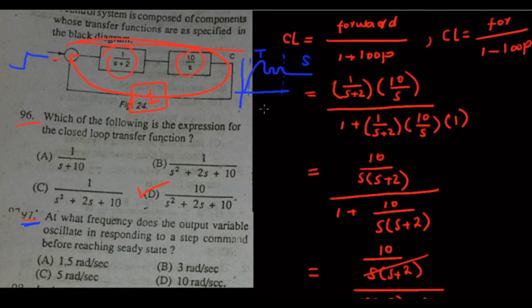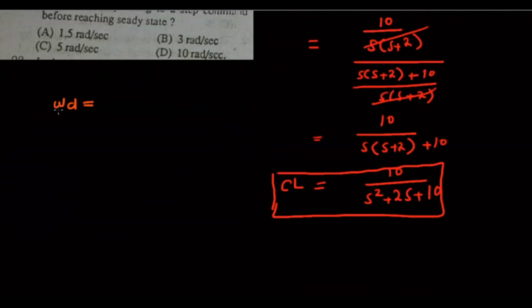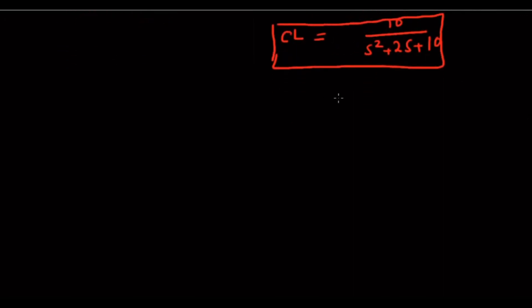So the frequency in the transient response will be the damped frequency. So we want to find omega d. Now let's find omega d. The relation for omega d is omega n into square root of 1 minus zeta square. Now let's find omega n and zeta. For this, let's compare this transfer function with the standard second order transfer function.